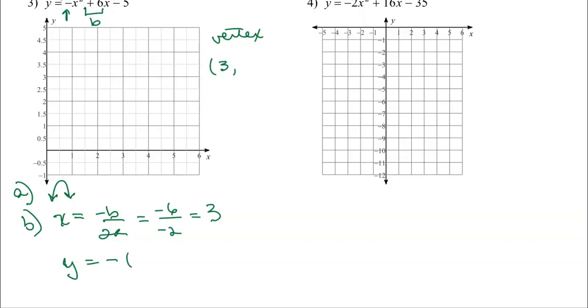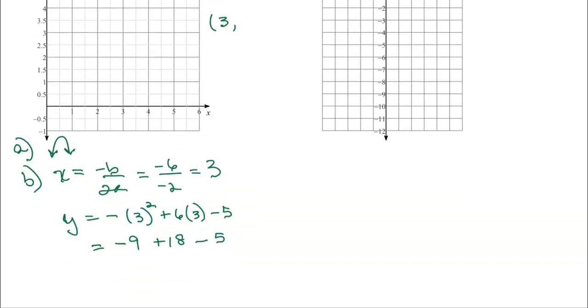This is negative 3 squared plus 6 times 3 minus 5. Okay, so negative 3 squared is negative 9 plus 18 minus 5. What am I getting? Negative 9 plus 18 is positive 9. 9 minus 5 is going to be 4. So my vertex is 3 comma 4.